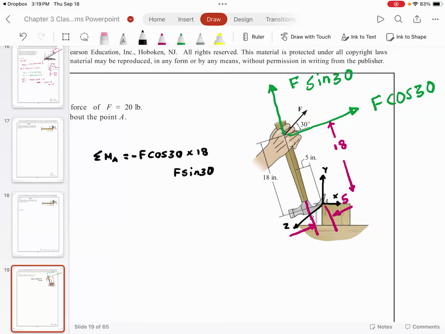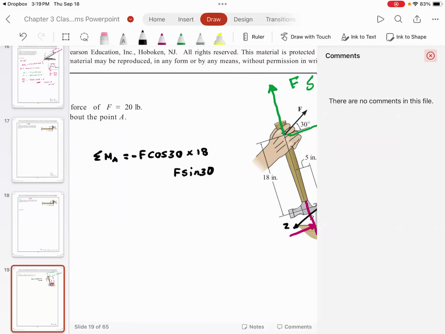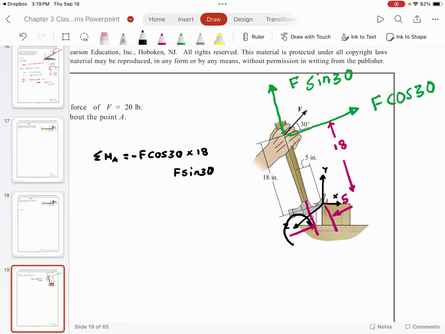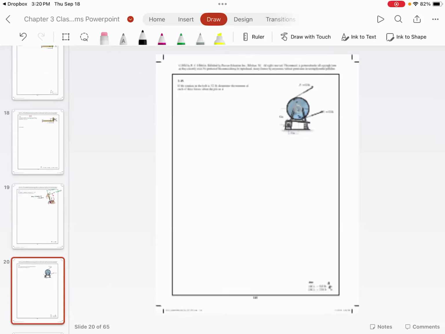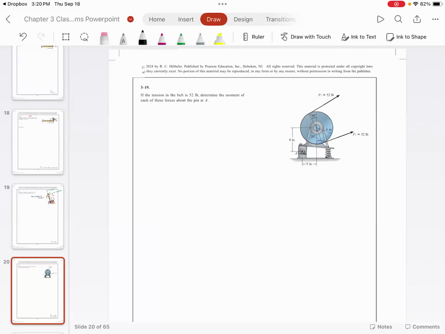Curl your fingers. F sine 30 is moment about this point, right? It is like this. Who says positive? Yeah, you have to curl your right hand fingers. Everyone understood this? You should be expert by now. Okay.